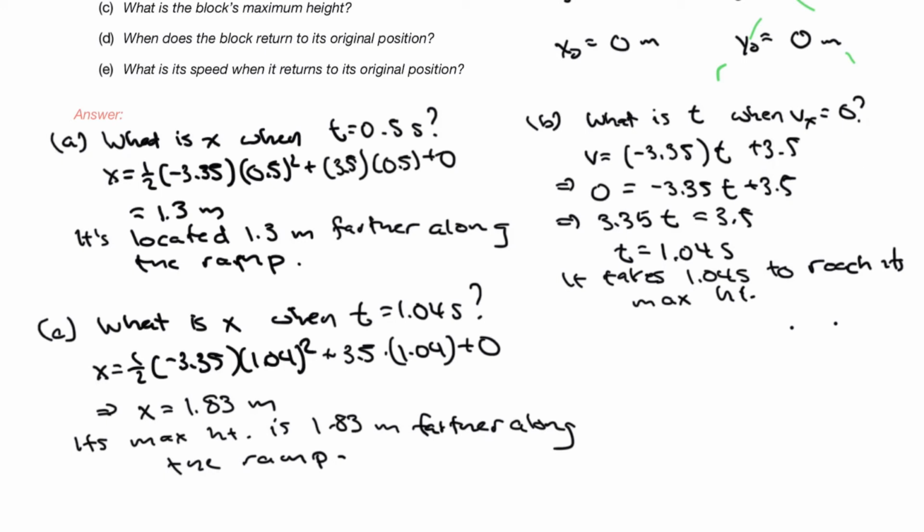Now, if the problem was really asking for how high it was above the table, we could find that as well by using our triangle. In this case, because the angle is 20 degrees and the hypotenuse is 1.83, then the vertical distance is 0.63 meters, and so this is 0.63 meters above the table.